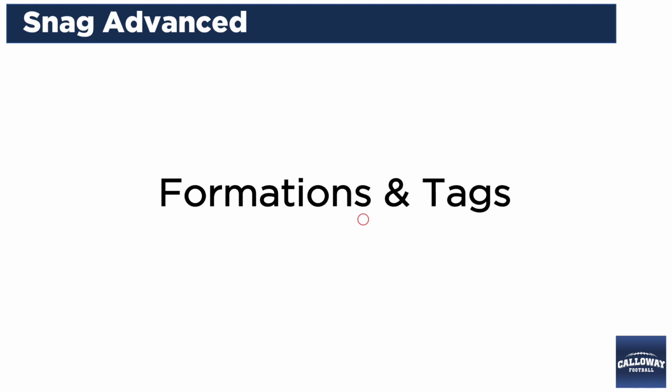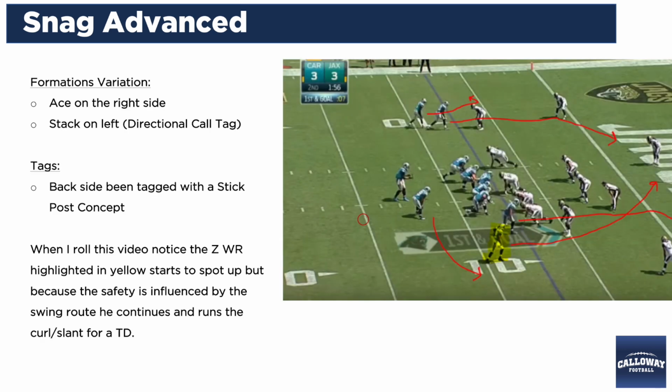All right, let's look at Snag with some different formations and some variations, as well as incorporate in some tags. So here's an example of the Carolina Panthers running this play, the Snag concept against the Jacksonville Jaguars. A couple things about what we're going to look at here before we roll the video. First off, they're in ace to the right, which is the Snag side of the play here, because we've got the 3 receivers here. We've got receiver 1, 2, and 3 who's got the flat, and we've got the spot, and we've got the corner route from the number 2 receiver. So this is what I would call the play side of the concept here.